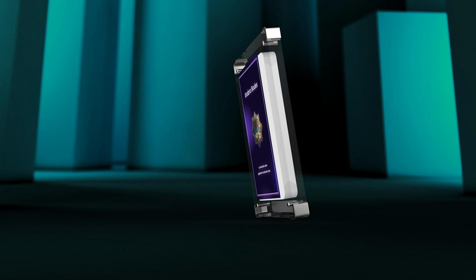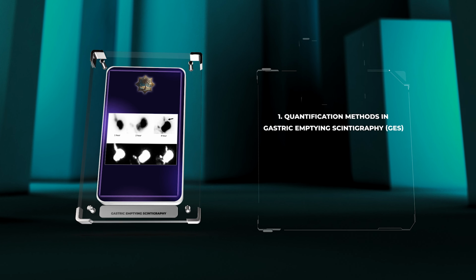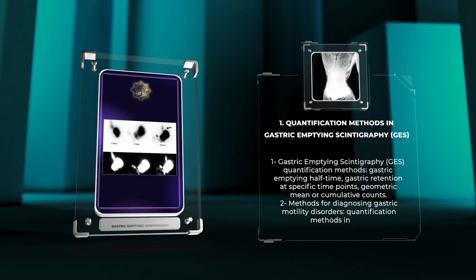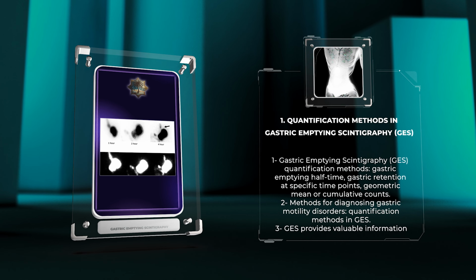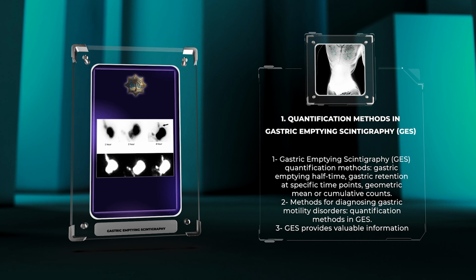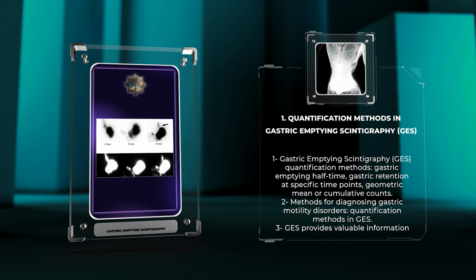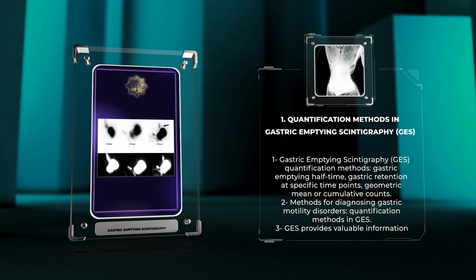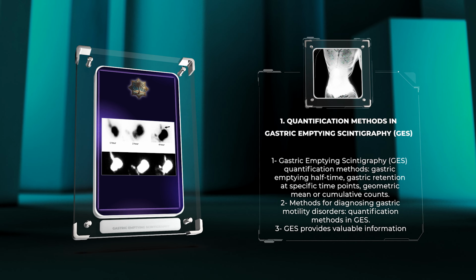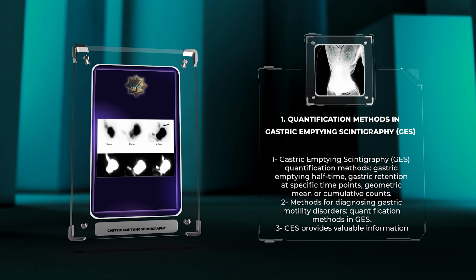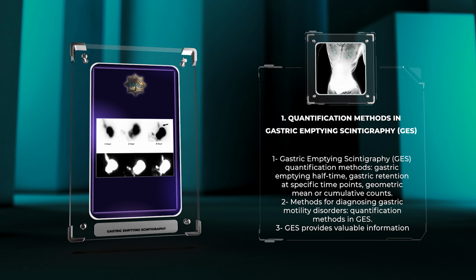In conclusion, there are several quantification methods in gastric emptying scintigraphy, GES, that allow for the assessment of gastric emptying rate and pattern. These methods include calculating gastric emptying half-time, gastric retention at specific time points, and using geometric mean or cumulative counts. These techniques provide valuable information for diagnosing gastric motility disorders and making clinical decisions.